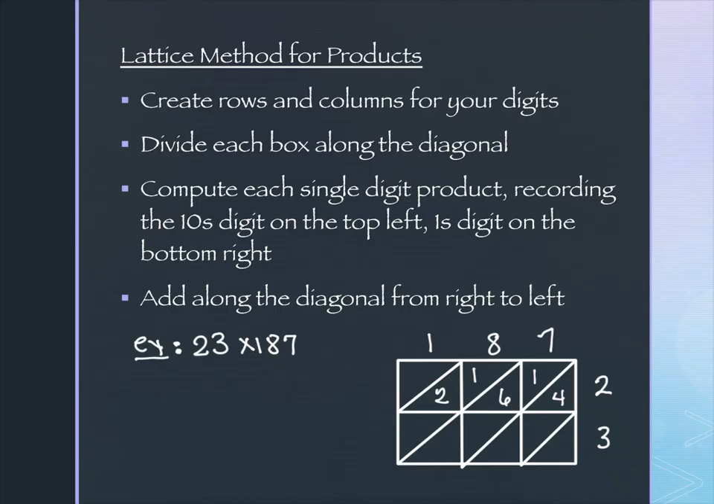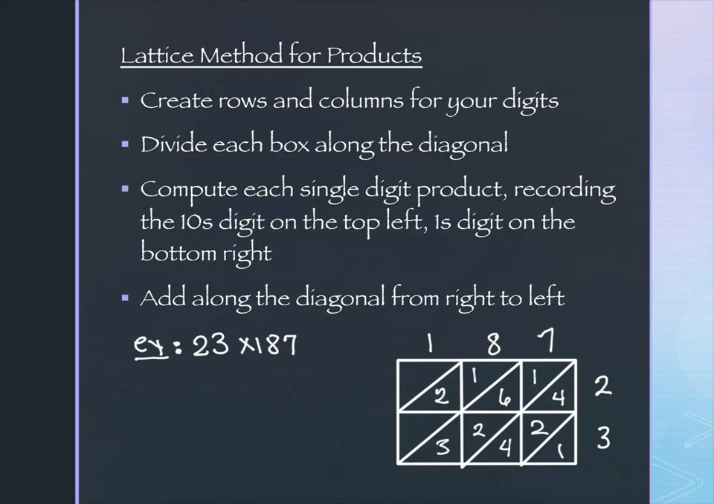So 1 times 3 is 3. Next one, column with the 8, row with the 3. 8 times 3, 24. Last one, 7 times 3 is 21. Okay, so that's all the multiplication you're going to do. You're not going to do any more multiplication.